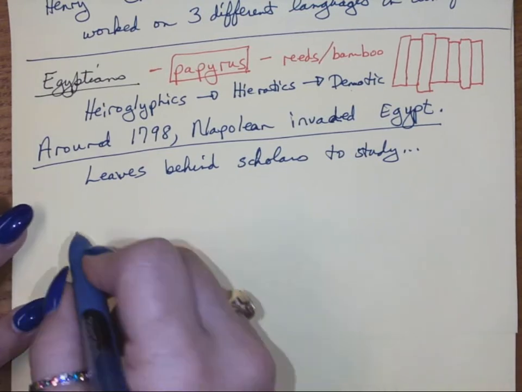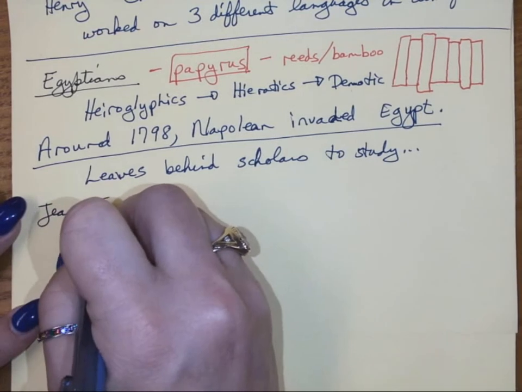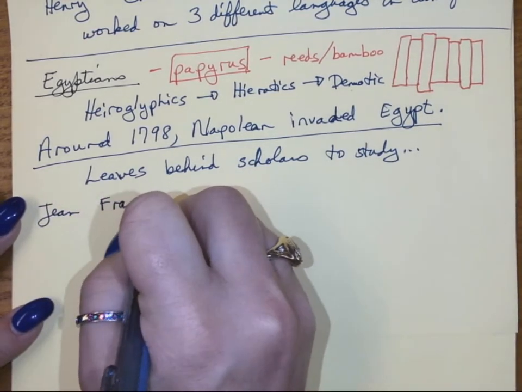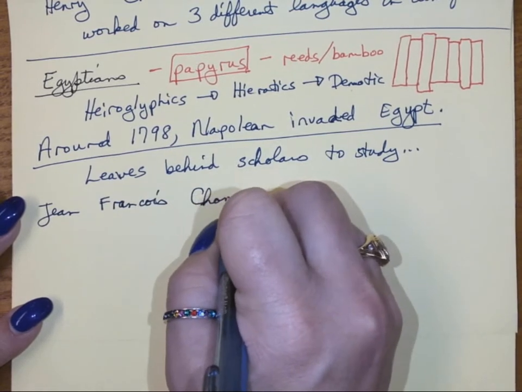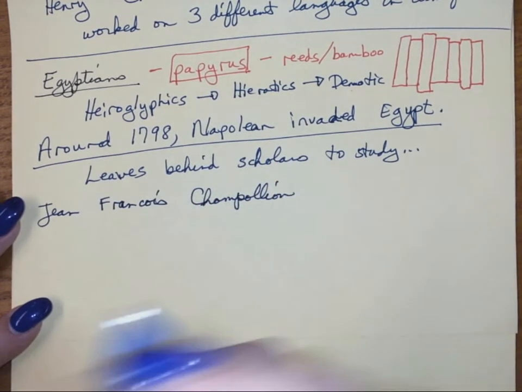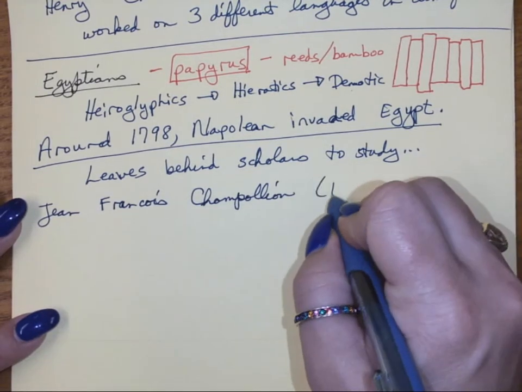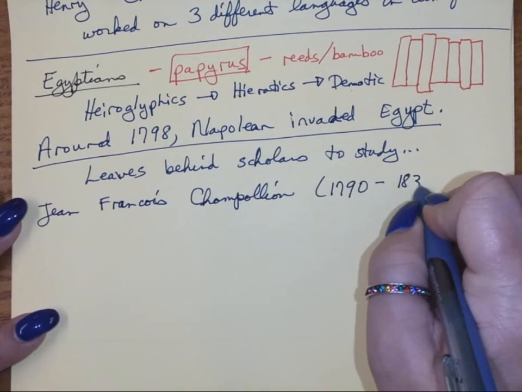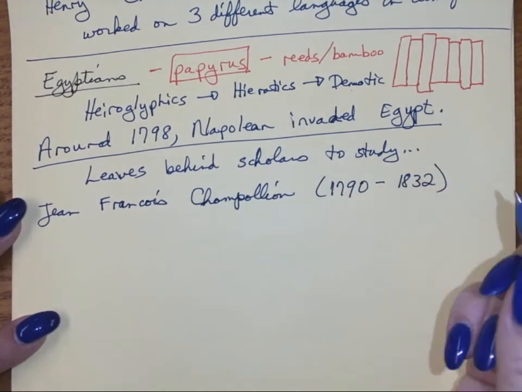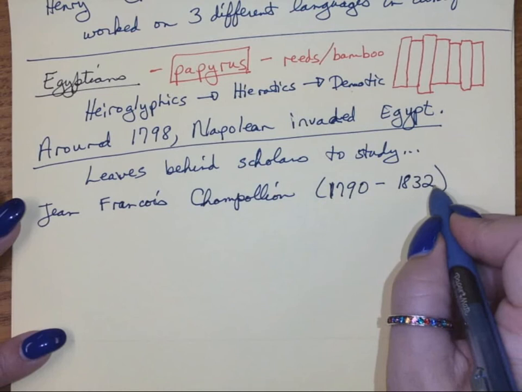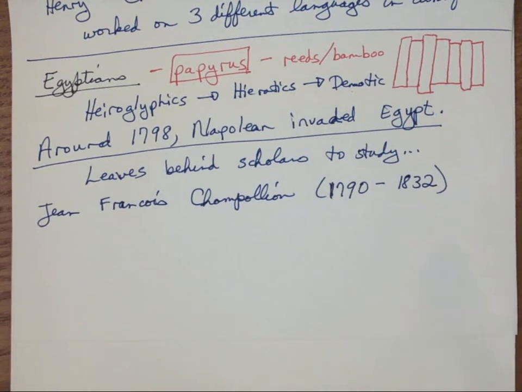One of the people, his name was Jean-Francois Champollion. And his dates are 1790 to 1832. Okay. So he was actually a scholar. He actually cared about what was going on. And he was interesting because he actually studied the Rosetta Stone.